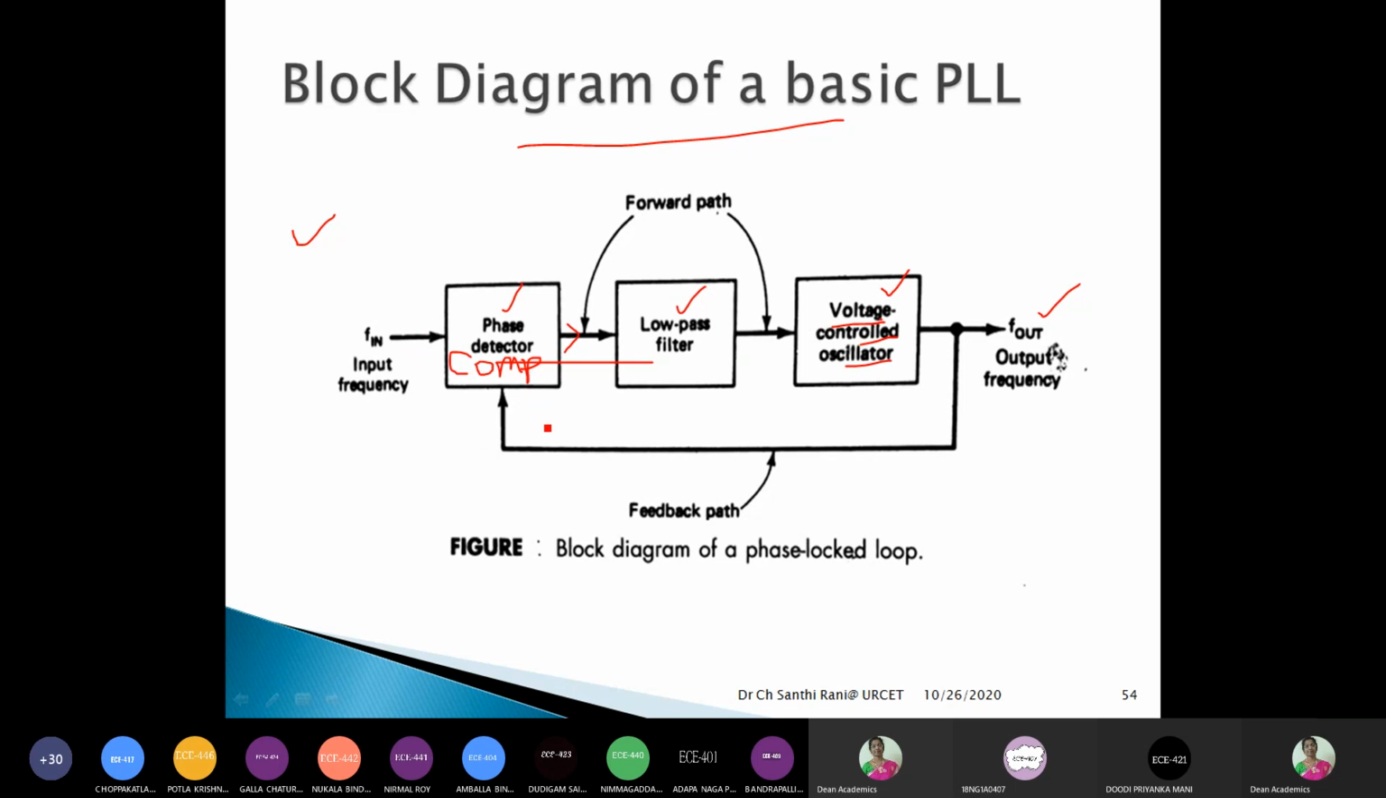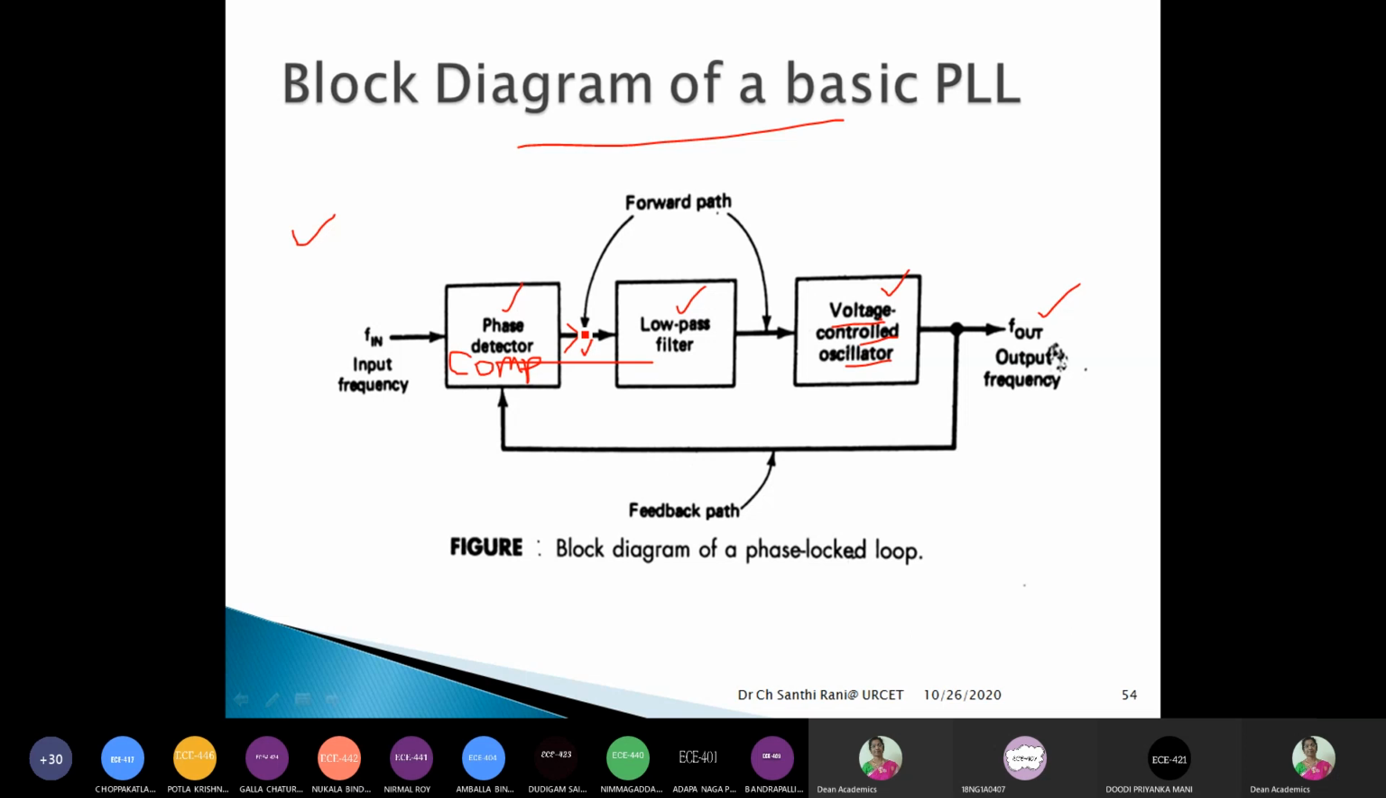The output voltage of the phase detector is also named the error voltage. Why do we want to compare these two frequencies, and why do we call it an error voltage? You will understand a little later, just a few seconds from now.